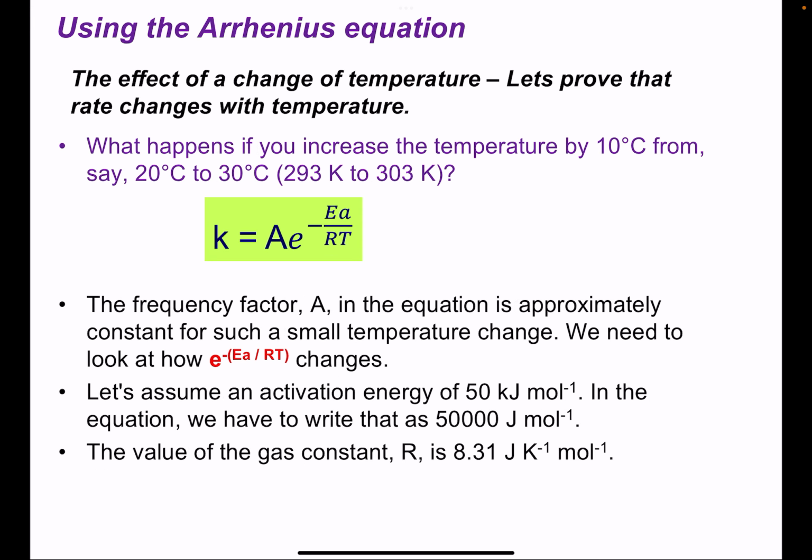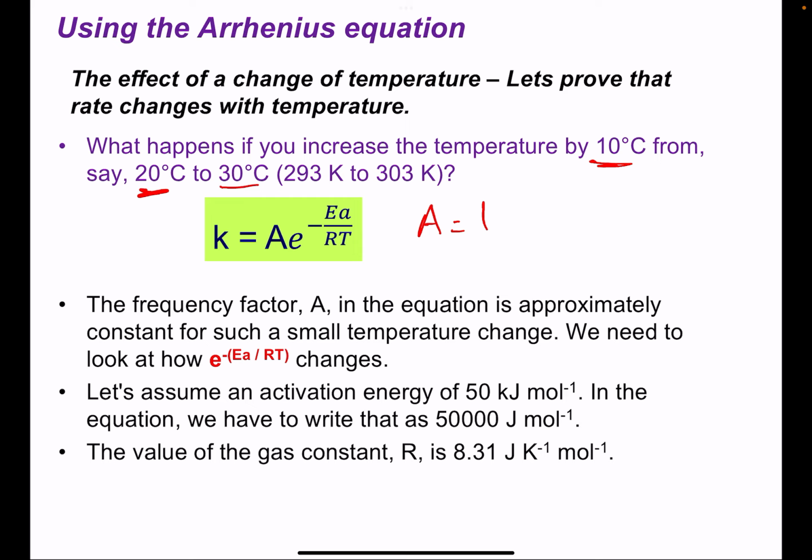So what we want to do is a calculation on the effect of change of temperature. Let's prove that rate changes with temperature. What happens if you increase the temperature by 10 degrees, from 20 to 30? Because all we're doing is changing the temperature, we will assume that A is 1, because the exponential factor is not changing. The Arrhenius constant A is not going to change.